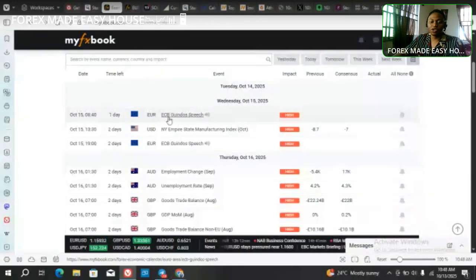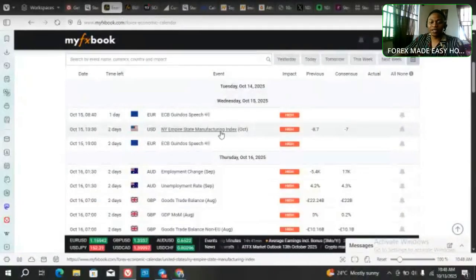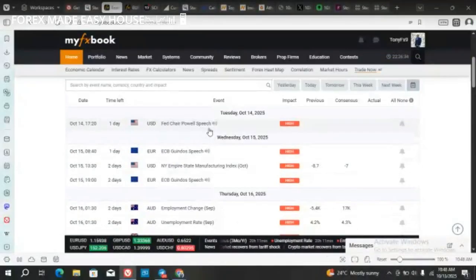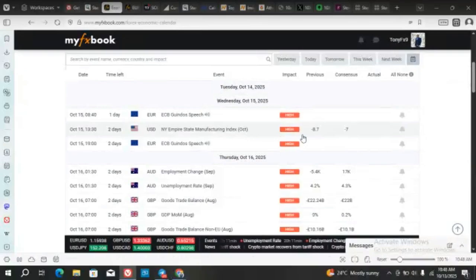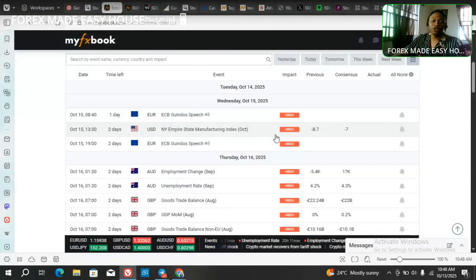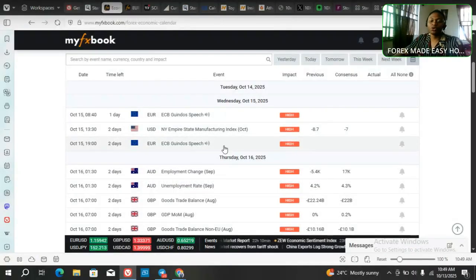Then on Wednesday, London session, we have the ECB Guindos speech. The ECB speaker is speaking to us about the economy of Europe. And New York session by 1:30 p.m. West African time on Wednesday, we have the New York Empire State Manufacturing Index. Okay, so literally for about 2 weeks now, there has been a shutdown of the US economy, okay? So literally, this news that we're anticipating, I don't think it might come out, because for the past 2 weeks, no dollar news has actually been shown. Okay, it has all been held back because of the shutdown in the US, okay? So I won't actually forecast this.